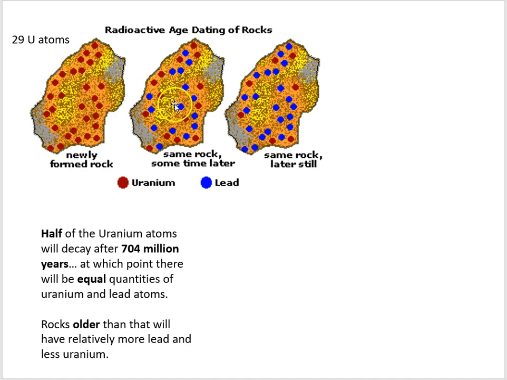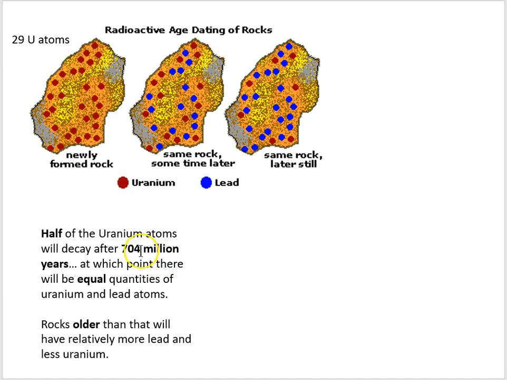So for this middle rock here, we appear to have a situation where there are roughly equal numbers of uranium atoms and lead atoms. So about half of the original uranium atoms have decayed into lead. The amount of time that takes is called the half-life for uranium. In fact, scientists have measured the rate of decay, and they assign uranium's half-life to 704 million years. And that's how long it takes for about half of the uranium atoms to decay into lead.